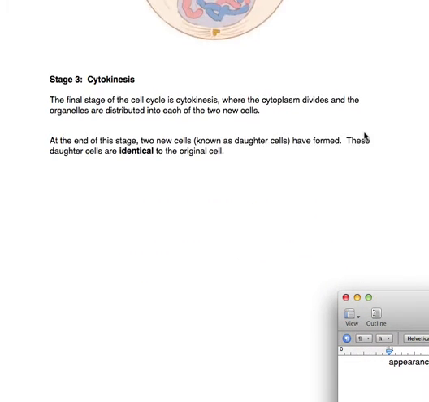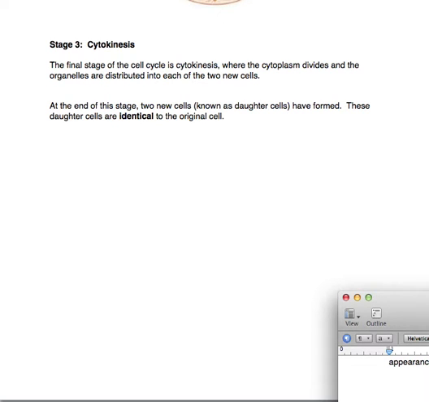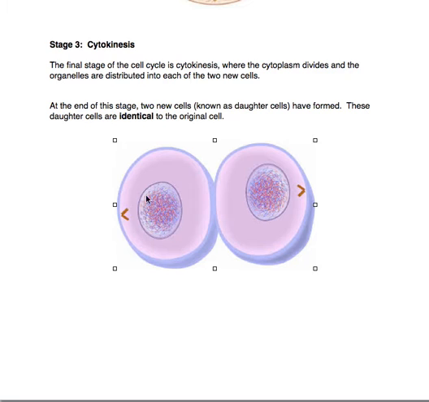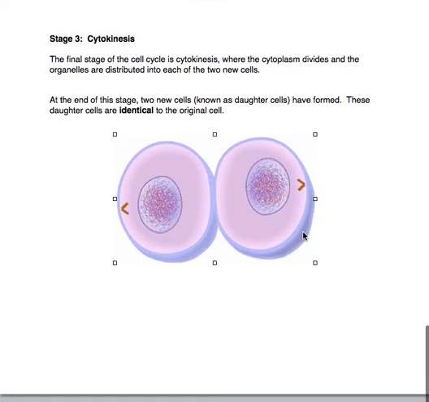So I have a little picture of that. So here we have two new cells. They're the daughter cells, and their chromosomes have unwound themselves back into the chromatin, and they have two identical nuclei with two identical sets of information.